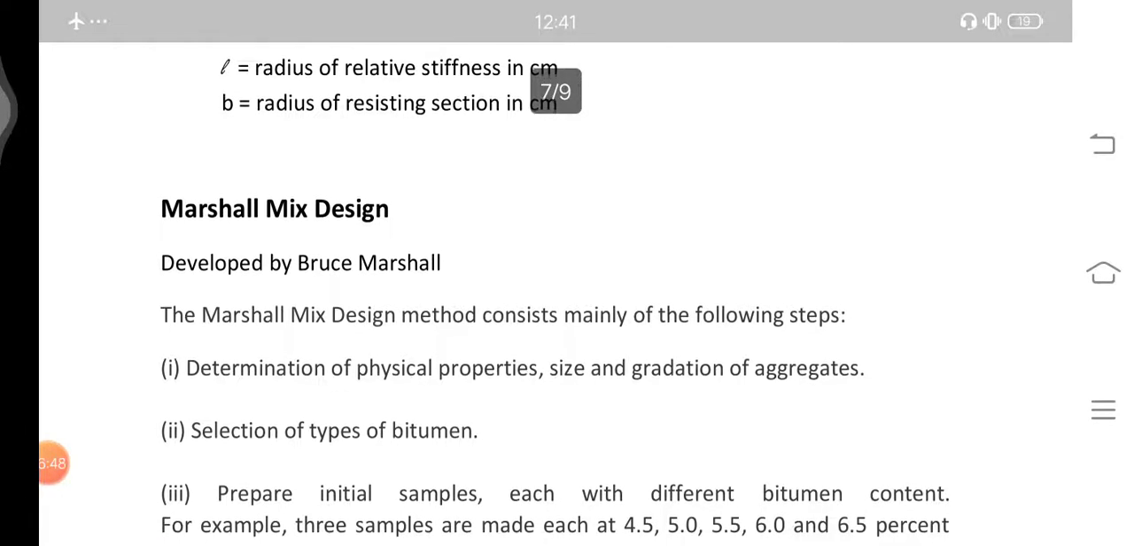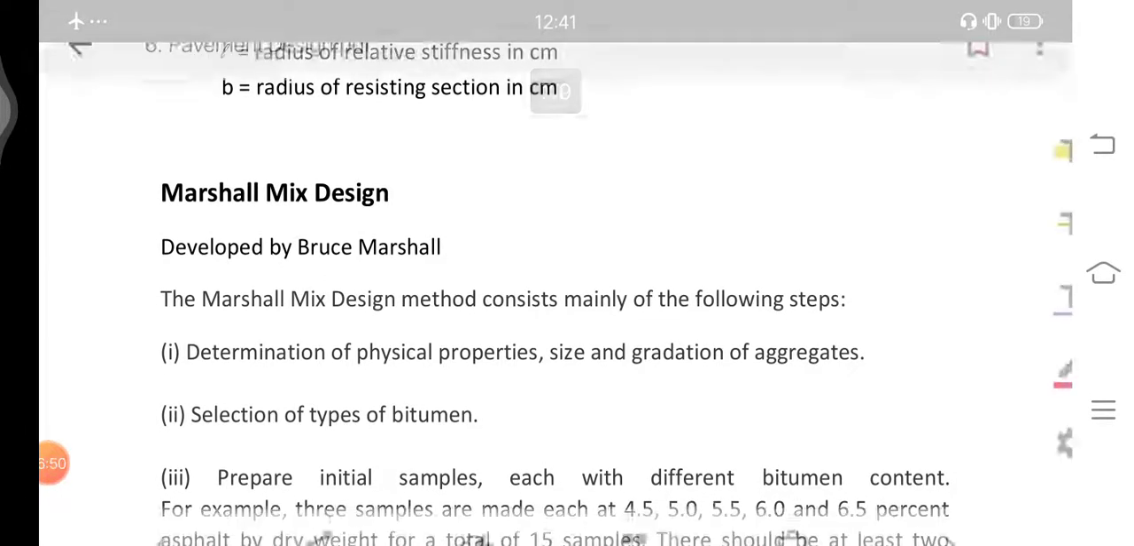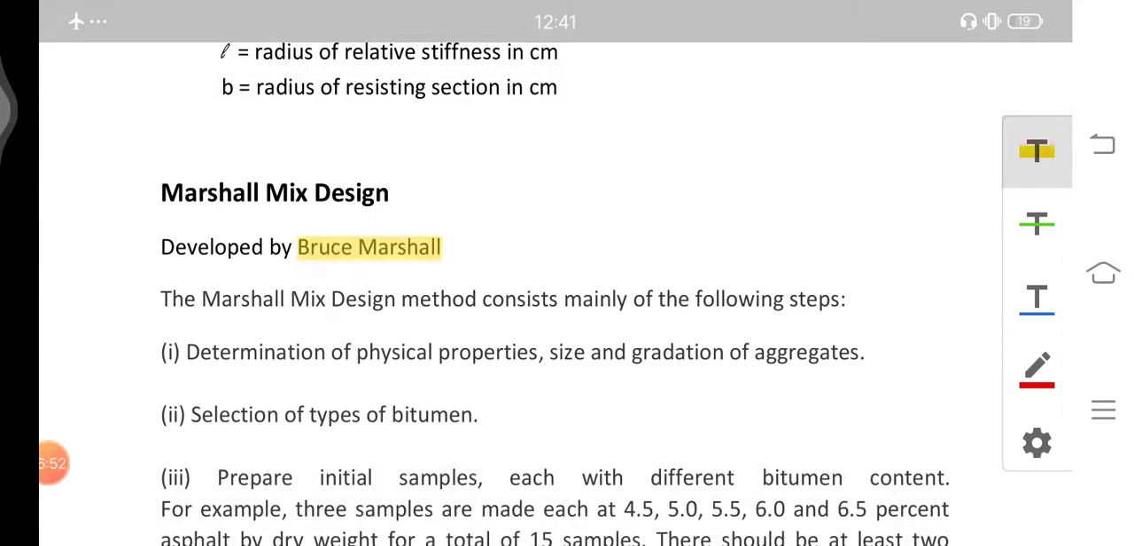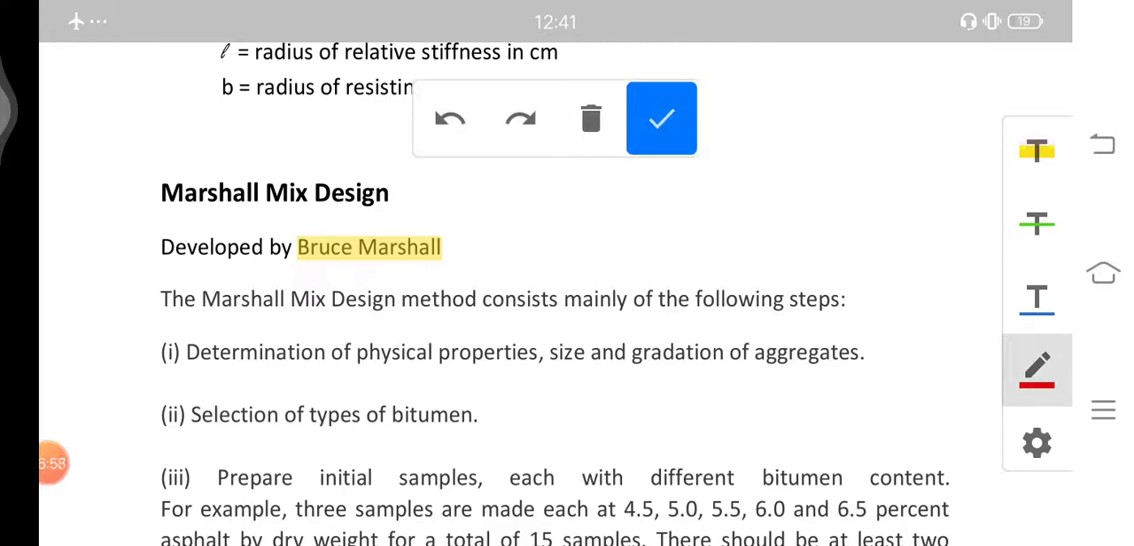The final topic is the Marshall mix design developed by Sir Bruce Marshall. The Marshall mix design method consists mainly of the following steps. So let's read out the steps. That is, first is the determination of physical properties, size and gradation of aggregates. So first we need to know the physical properties, the size and gradation of the aggregates before we start the test. Next we select the bitumen.